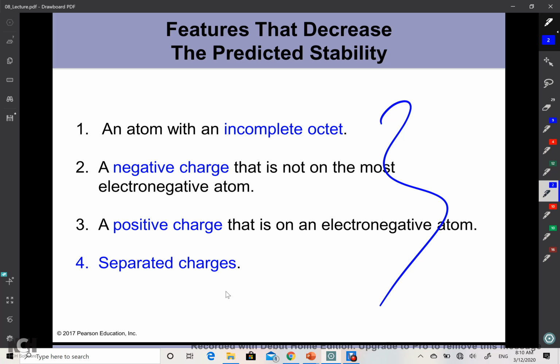Do all the atoms have a complete octet? If there is one that doesn't have a complete octet, chances are that it will not be the best resonance contributor. Then look at the negative charge. Like I said, you want the negative charge to be on the electronegative atom. And if a positive charge is on an electronegative atom, that is not good news. Okay? And you want the charges to be as far from each other as possible.